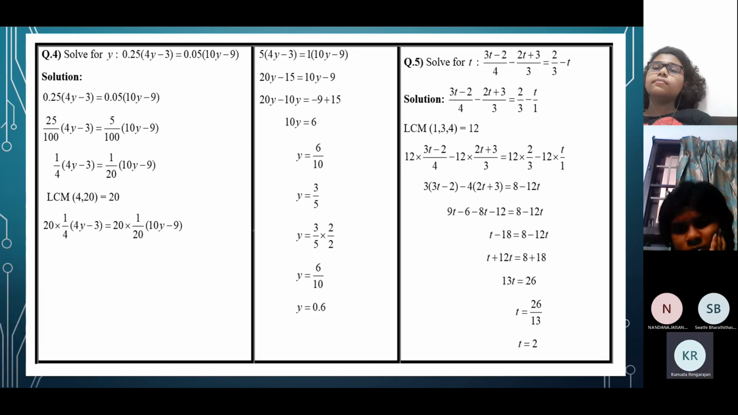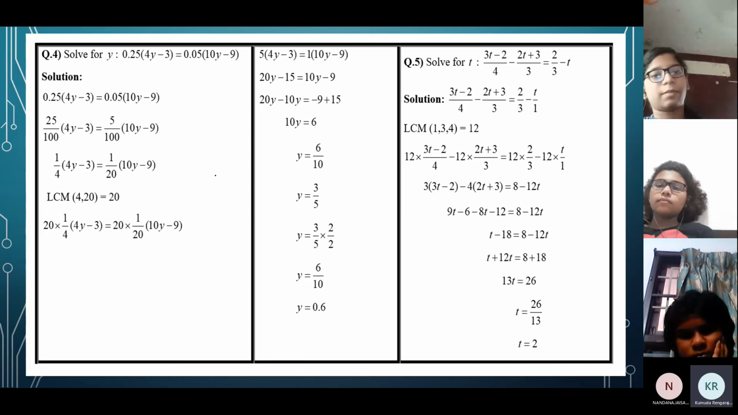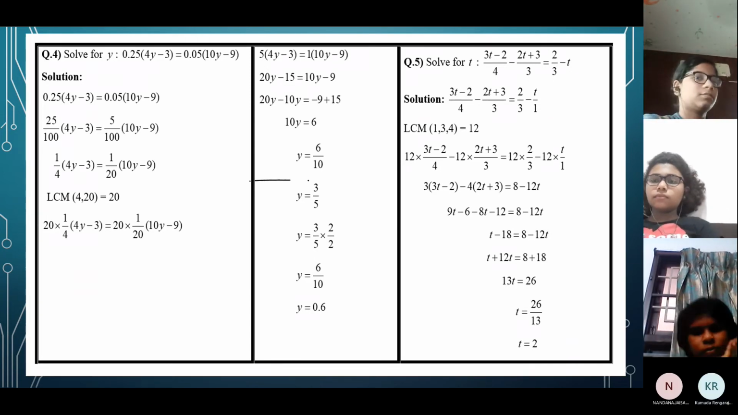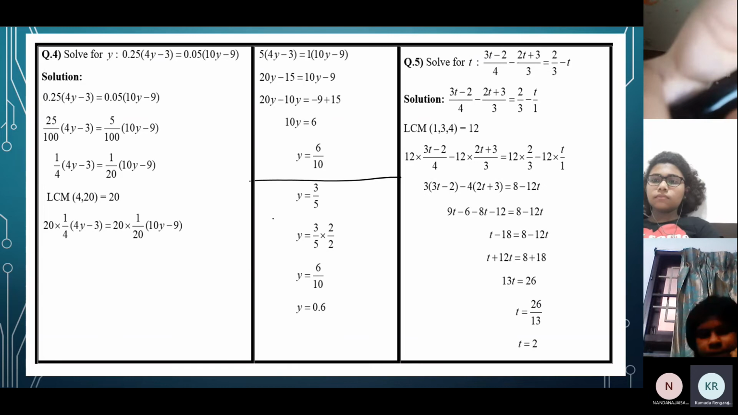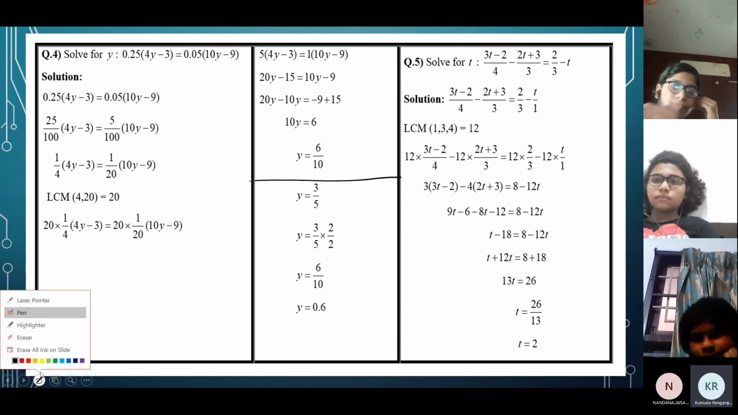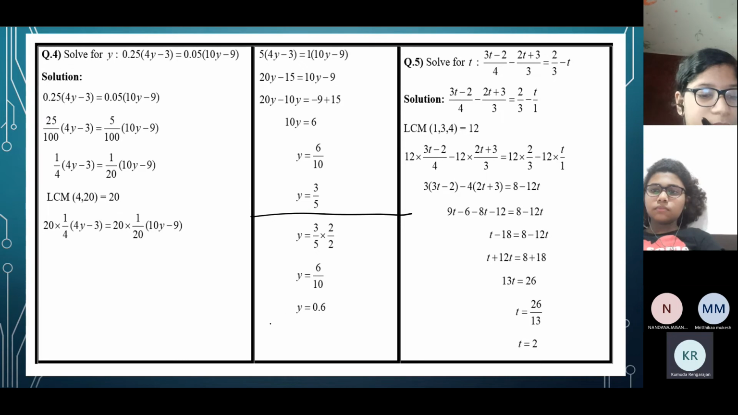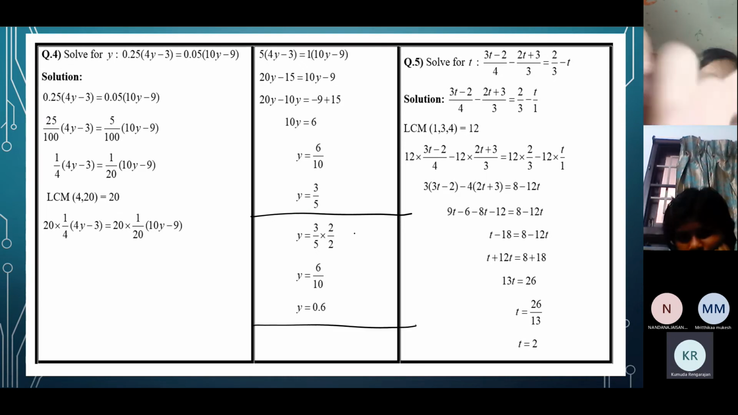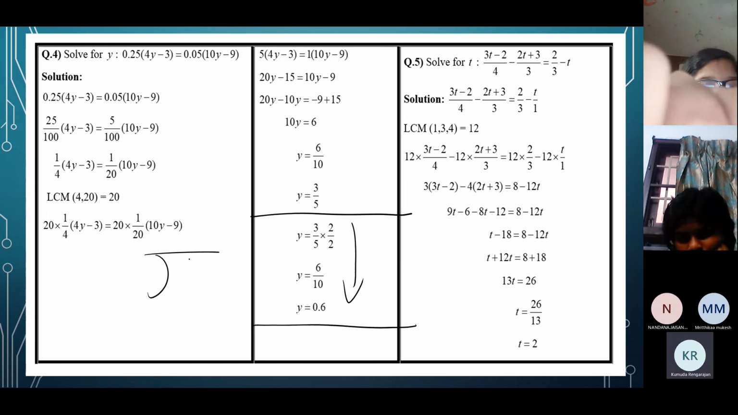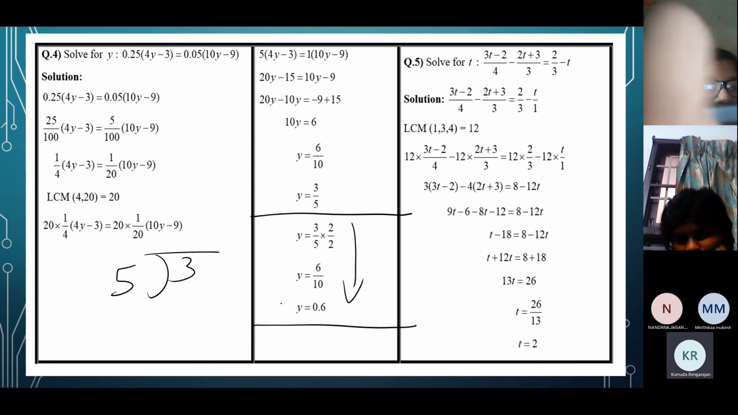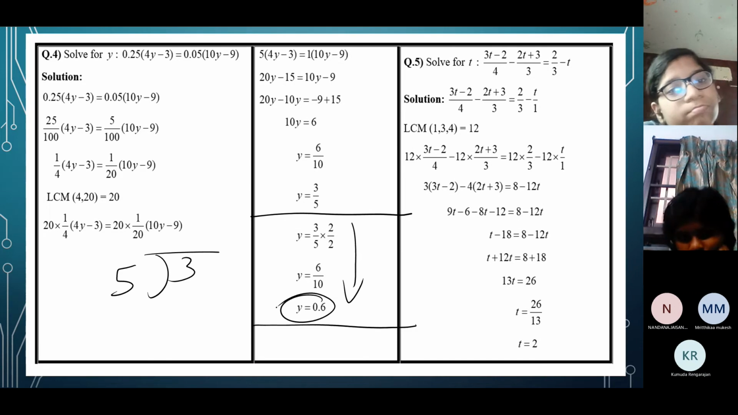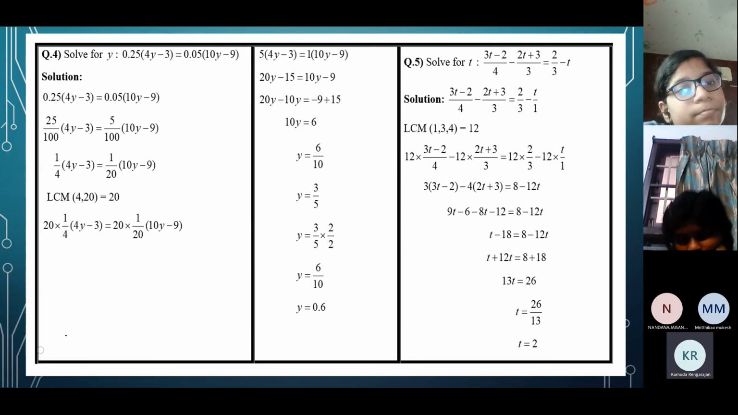Did you all follow, children? What I meant? Yes, ma'am. Understood. Okay, children. So you can stop here, or if you want to put it in the decimal form, you can proceed like this. You can also divide 3 by 5 and get 0.6. So that's about the fourth one.